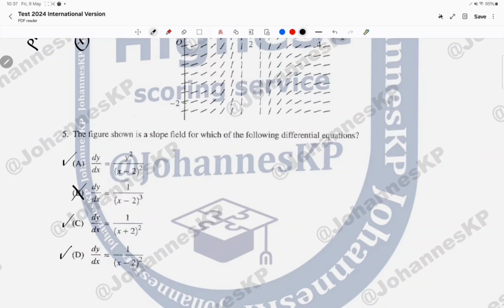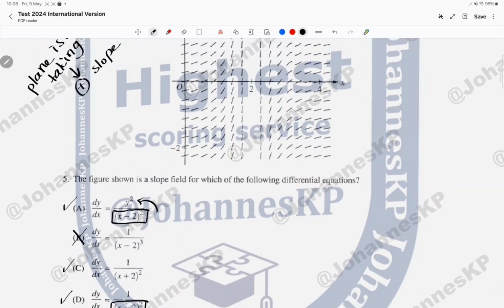Okay. Now, let's see what's common between A and C and D. Or no, you know what? Look at A and D. What do they have in common? The denominator. They both have the same denominator. Okay. But how are they different? Numerator. The numerator. Y squared.